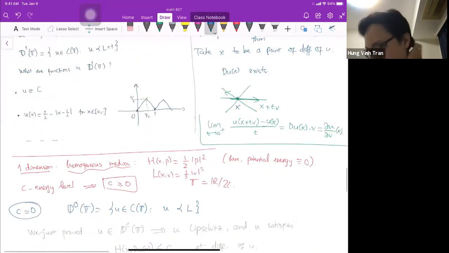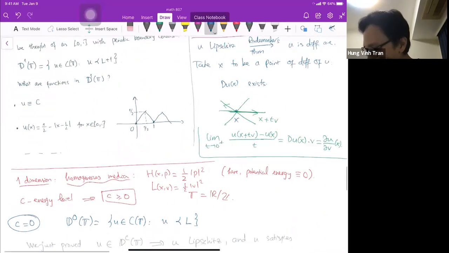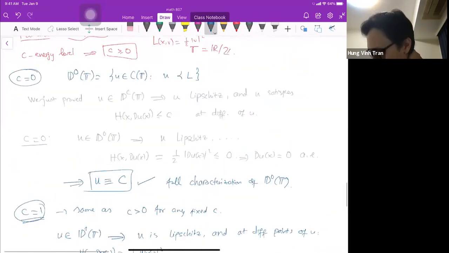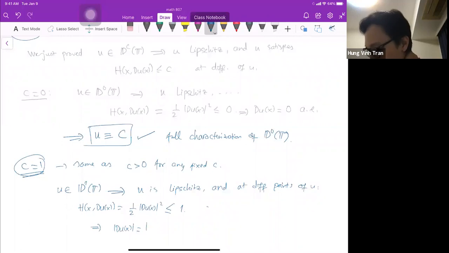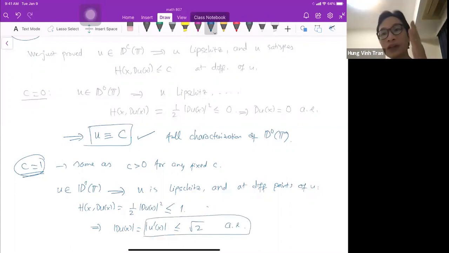Okay, now I see that I might make a mistake here, so I'm going to correct it. This is less than or equal to 1 almost everywhere, so this implies that du x, which is in this case 1D, so u prime of x, is less than or equal to root of 2 almost everywhere. So you see that you allowed your functions to have slopes at most going from minus root of 2 to root of 2.